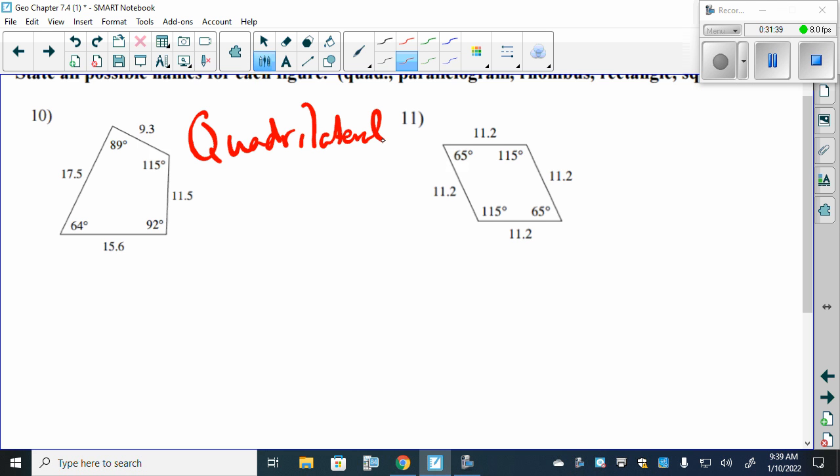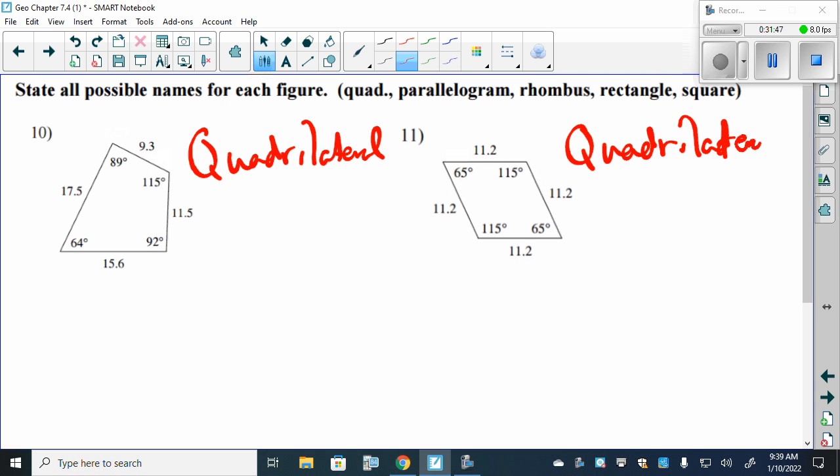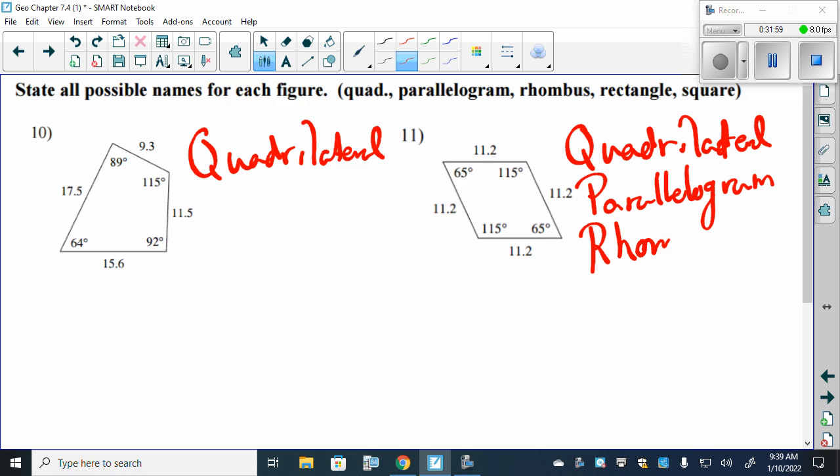So the next one, let's start out with quadrilateral. It would be a parallelogram. It would be a rhombus, because a rhombus is all 4 congruent sides. All 4 sides are congruent. And for it to be a rectangle, we need 4 right angles. Are all 4 angles 90 degrees? Well, it's not a rectangle, which means it cannot be a square. And that is it.